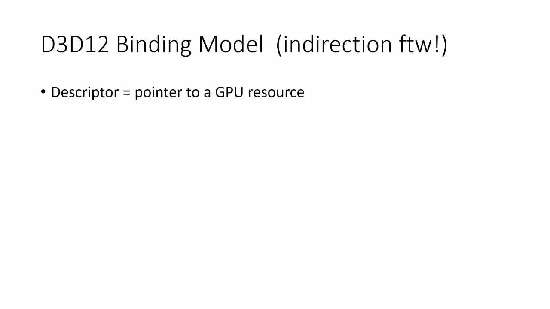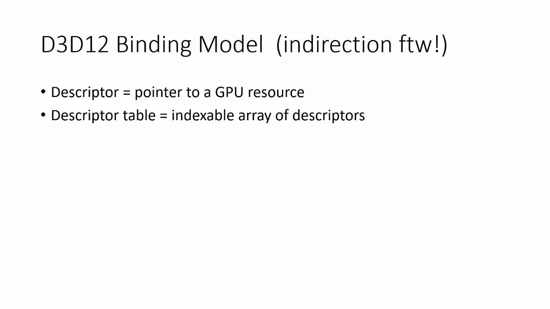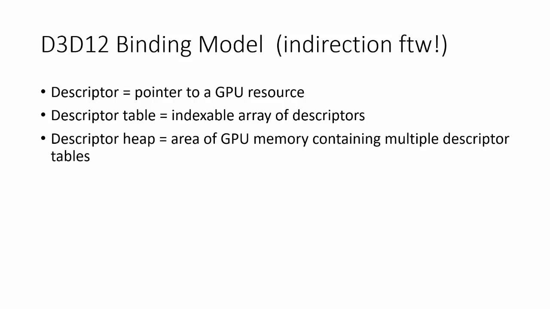But conceptually, this is a pointer. Then we have a thing called a descriptor table, which is just an array of descriptors which you can index into. So you could have a set of different textures that we use for animation or for different parts of an object, and then you could use an index to go and pick which one was used out of that table. The third entity we have is a thing called a descriptor heap, which is an area of GPU memory.